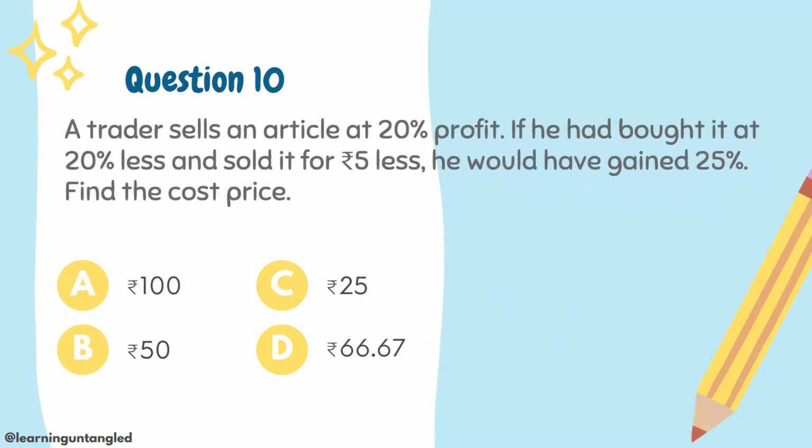Okay, coming to the last question. A trader sells an article at 20% profit. If he had bought it at 20% less and sold it for rupees 5 less, he would have gained 25%. Find the cost price. A, 100 rupees, B, 50 rupees, C, 25 rupees, or D, 66.67 rupees.